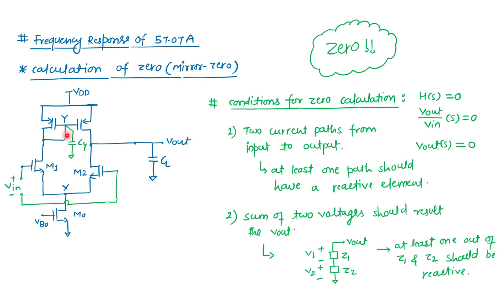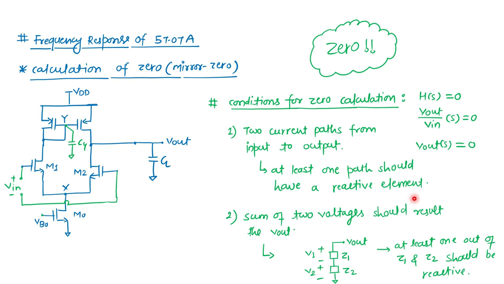We will see. So first we will see what are the conditions for zero calculation. Generally, we make H(s) zero, where Vout by Vin should be zero, because we are calculating the zero. So everything should be zero. I mean to say the transfer function should be zero, the output should be zero, and for making that output zero, there are possibilities. Two current paths from input to output, and at least one path should have a reactive element.